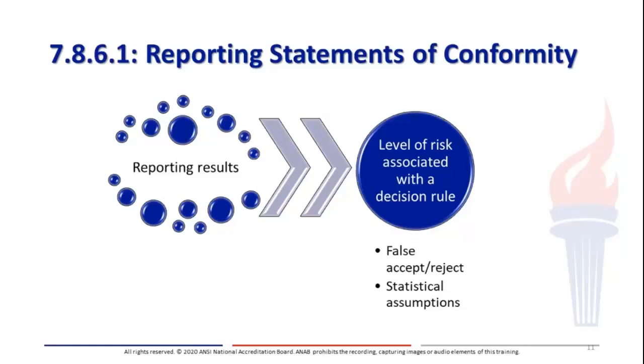But that decision rule has to be agreed upon between the conformity assessment body and the customer. There's a possibility that we could falsely accept the measurement, or we could falsely reject the measurement, and also the level of risk can be associated under statistical assumptions.